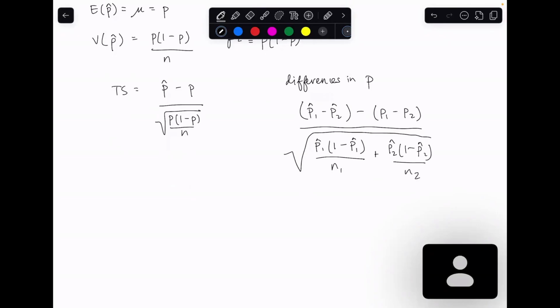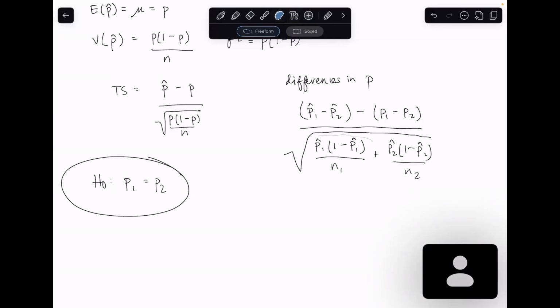And this is unpooled, right? But under the null hypothesis, we're proposing that P1 and P2 are the same. So we can pool those. That's why we can pool, because of the null, right? Your null would be like P1 equals P2. So instead of this, we can rewrite it as this. And that's our P pooled.